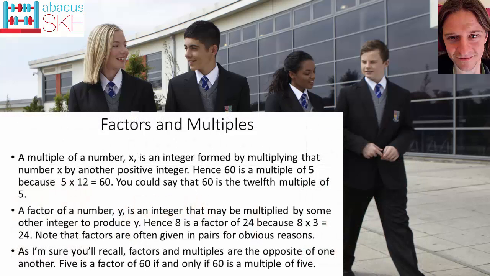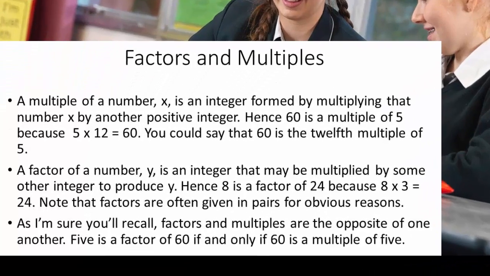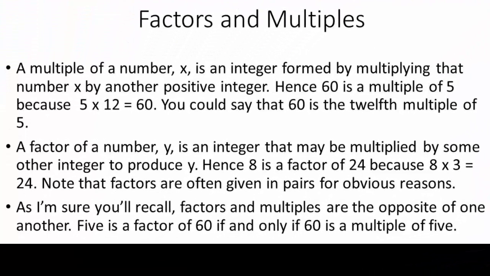Let me just remind you about factors and multiples first. Now, I'm certain that you'll remember many of these ideas, but it never hurts to quickly recap, but I will go through this very, very quickly. Firstly, a multiple of a number x is an integer formed by multiplying that number x by another positive integer. So, this is best seen really for students with examples. They're not going to get it from a sentence like that. It's best to give an example.